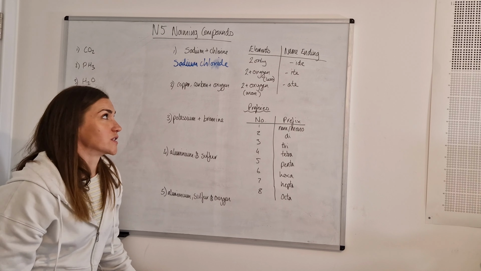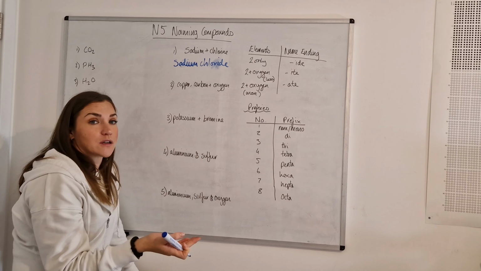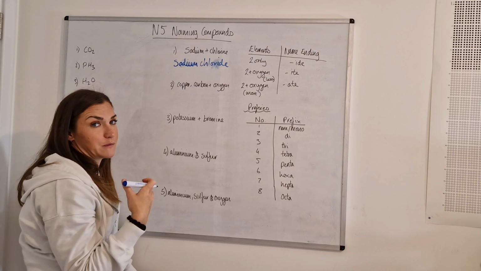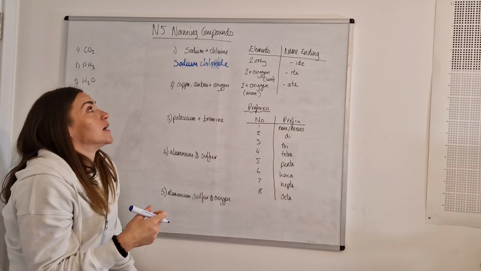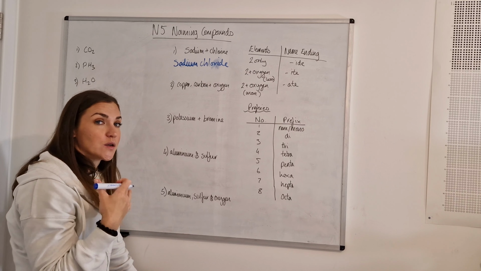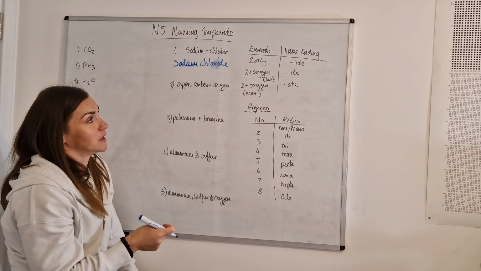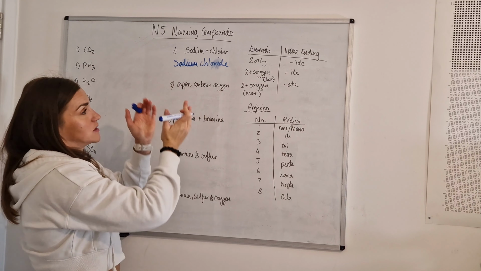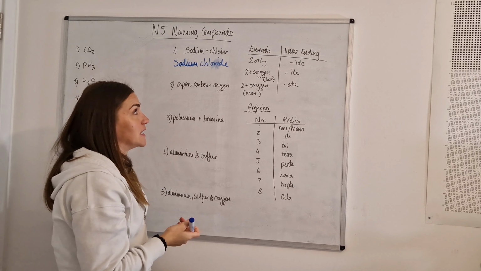Okay, so that's our first example. If we had lithium and chlorine in a compound, our compound would be lithium chloride. If we had magnesium and chlorine, it would be magnesium chloride. So you're just adding the elements together and the end becomes ide.